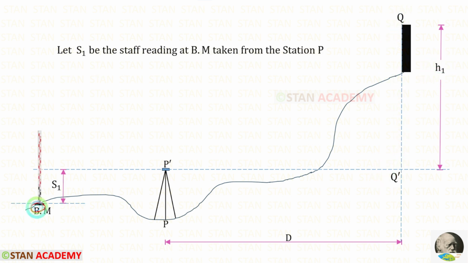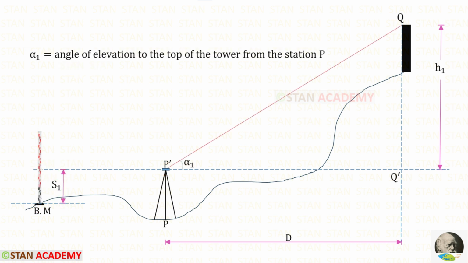In the benchmark, we have to keep a staff. From the station P, we have to see that, and let us keep the staff reading as S1. From the station P, we have to focus the top of the tower, that is the point Q, and we have to take the reading of vertical angle alpha 1.